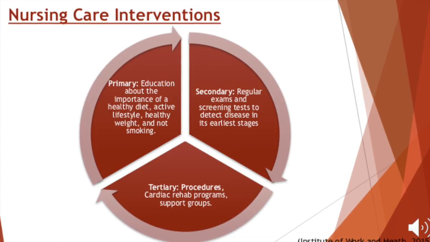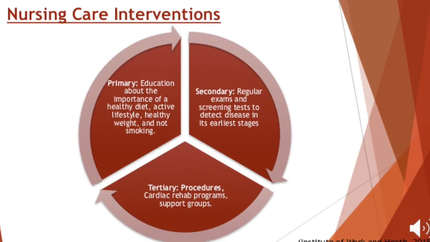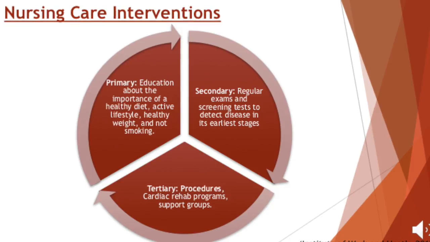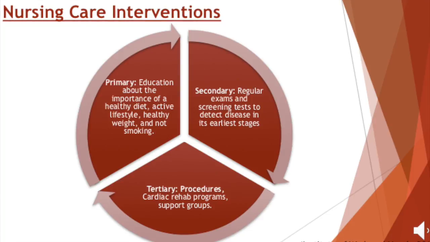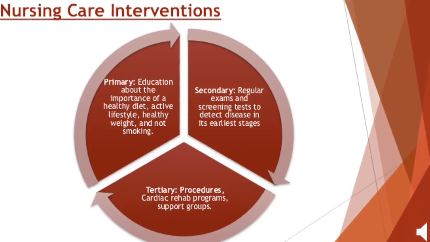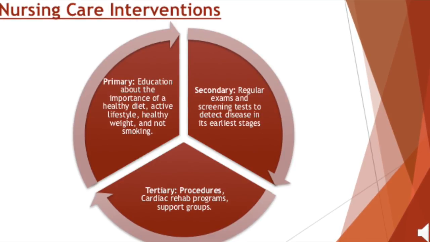Secondary interventions are those that aim to reduce the impact of the disease or injury that's already occurred. This is done by detecting and treating the disease as soon as possible to halt or slow the progress. A way to do this for coronary artery disease would be to do regular exams and screening tests to detect the disease in its early stages by regular blood pressure checks, glucose checks, and checking your cholesterol.